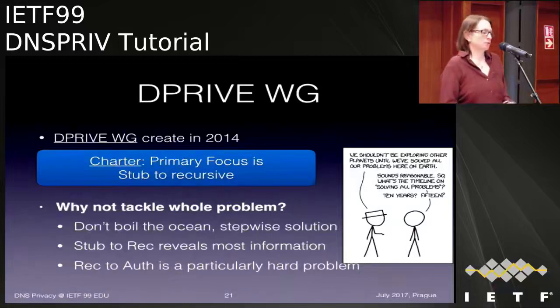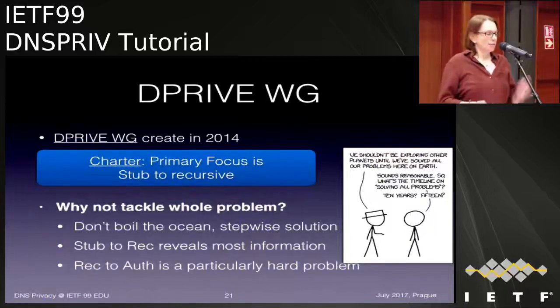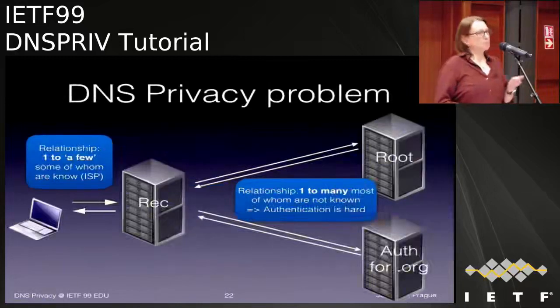This is a really tough thing to solve. The stub to recursive is where most of the information is revealed. So let's target that first, and then let's use what we learned doing that to move on to the recursive to authoritative. There are also some differences in trying to solve those problems, primarily in terms of authentication.